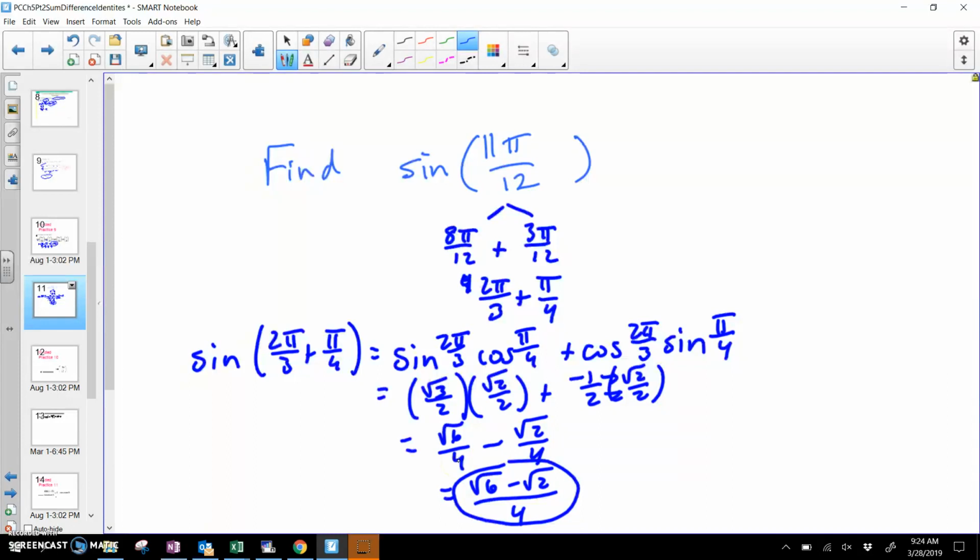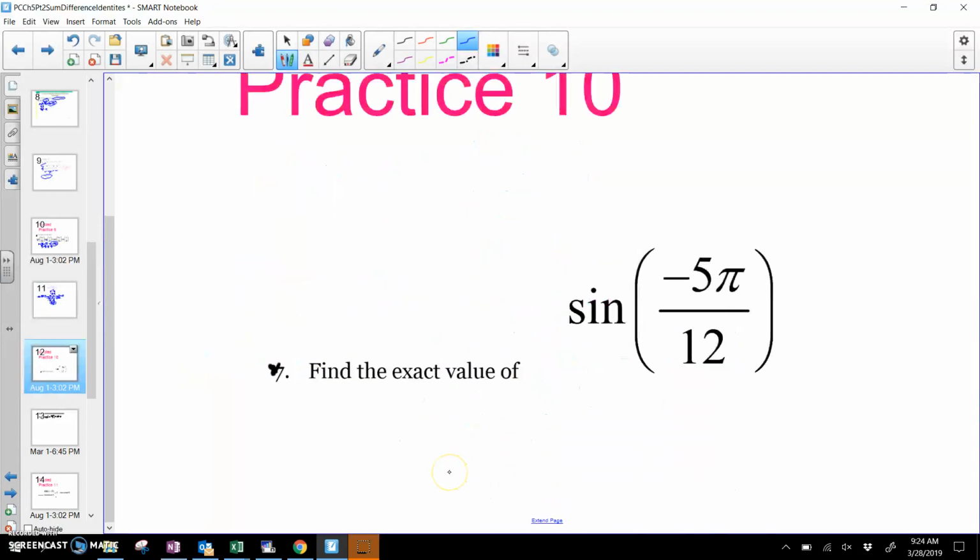All right, go ahead and try guided practice number 10. Again, find the exact value, so find a way to break it apart. So for guided practice number 10, what I did was negative 5 pi over 12, minus 8 pi over 12. Again, there are other options that could get you there, which gives me pi over 4 minus 2 pi over 3. So I chose to use this as my option.